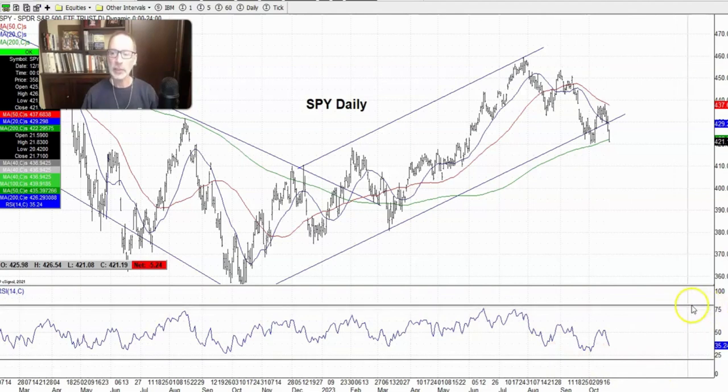I use the 80 level and the 20 level. You can configure the RSI to any levels you want. The default is 75 and 25. I widen it out to the 80 and 20 areas. That way I know if a stock is really overbought or really oversold.